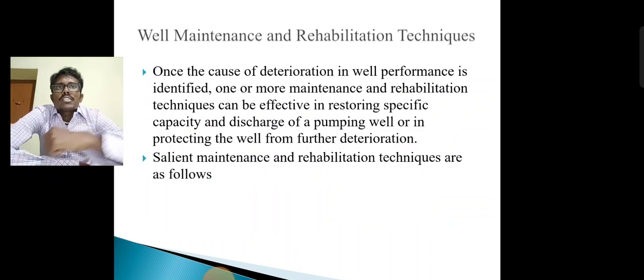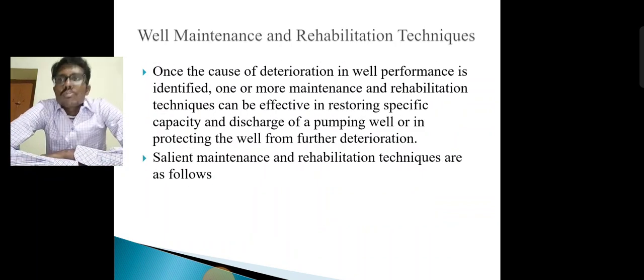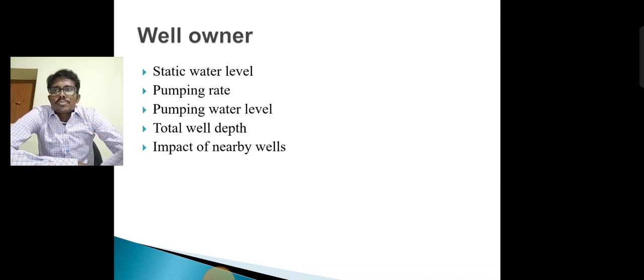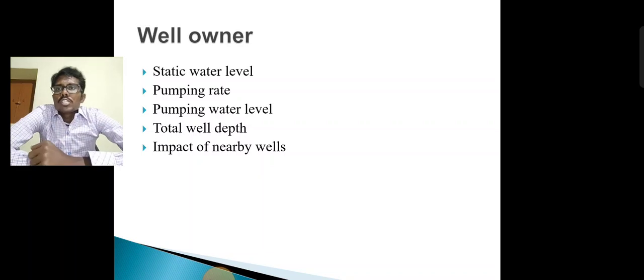Next, well maintenance and rehabilitation techniques. Once the cause of deterioration in well performance is identified, one or more rehabilitation techniques can be effective in restoring the specific capacity or discharge of the pumping well or protecting the well from further deterioration. The main features of the well are as follows. As a well owner, we should know about the static water level, pumping rate, pumping water level, total well depth, and impact of nearby wells.